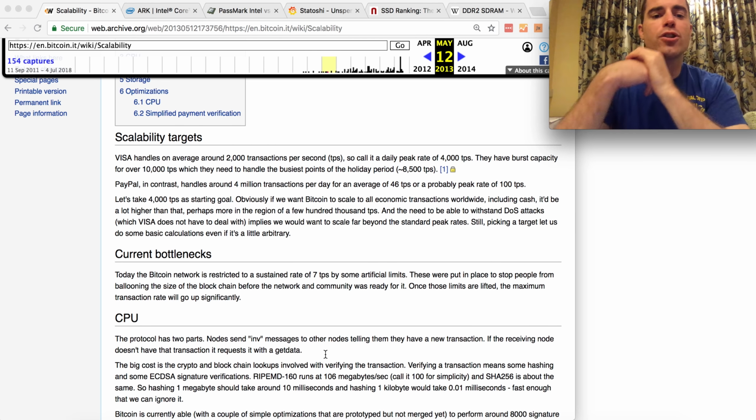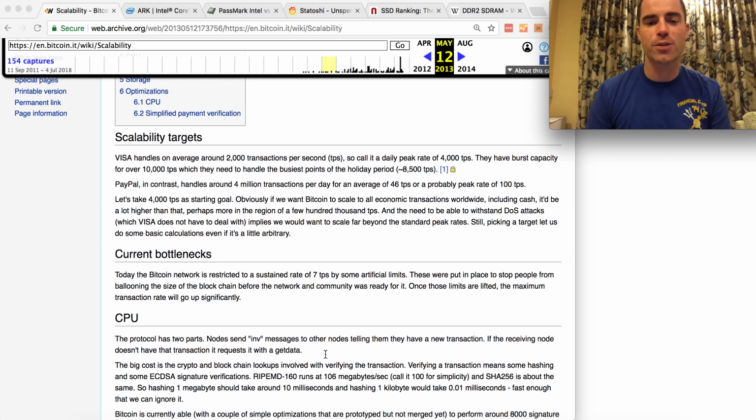Visa handles on average around 2,000 transactions per second. So call it a daily peak rate of 4,000 transactions per second. They have burst capacity for over 10,000 transactions per second, which they need to handle the busiest points of the holiday period, which there's a link citing it's around 8,500 transactions per second. PayPal, in contrast, handles around 4 million transactions per day for an average of 46 transactions per second, or probably a peak rate of around 100 transactions per second.